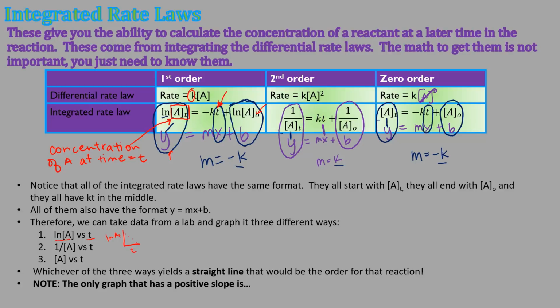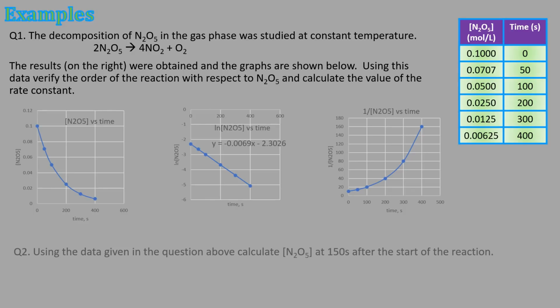If you have a positive slope, then that's the K. All right, so we'll look at a few examples of this so that hopefully it kind of clicks. Okay, so we have some data here, and we're looking at this reaction right here. And so the only reactant we have here is dinitrogen pentoxide, and here's all of the concentrations, right?